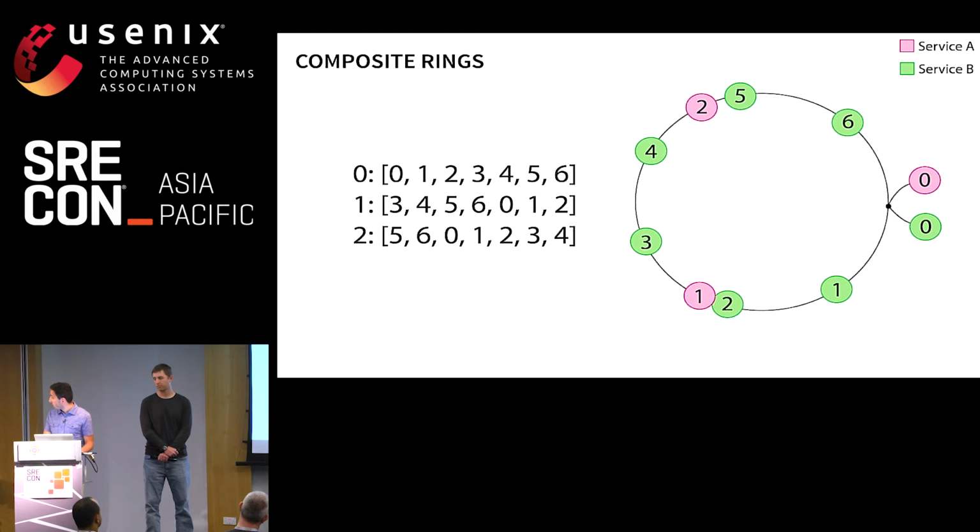And the resulting ring looks like this. What this does is it gives us a sense of proximity between the two rings, and we can derive an ordering over which we can open our apertures. So for example, instance 0 in this case derives the ordering 0, 1, 2, 3, 4, 5, 6. Instance 1 derives the ordering 3, 4, 5, 6, 0, 1, 2, and so on.